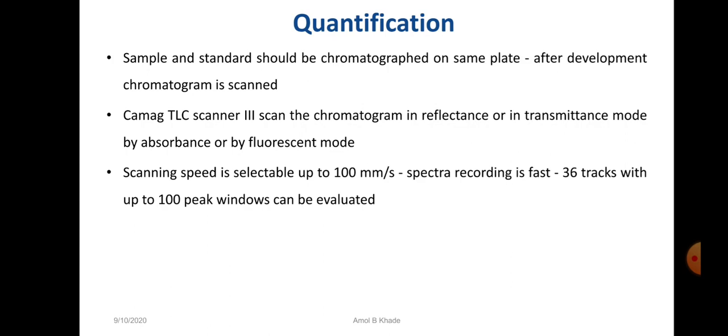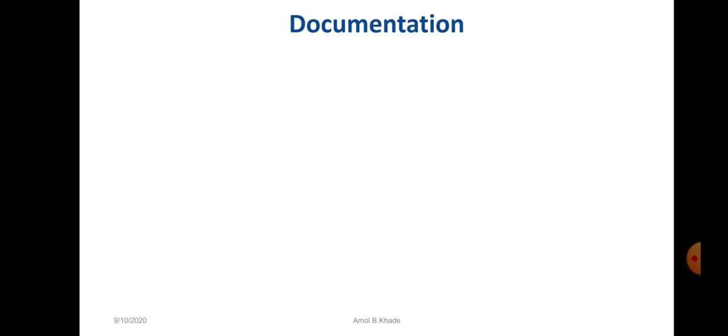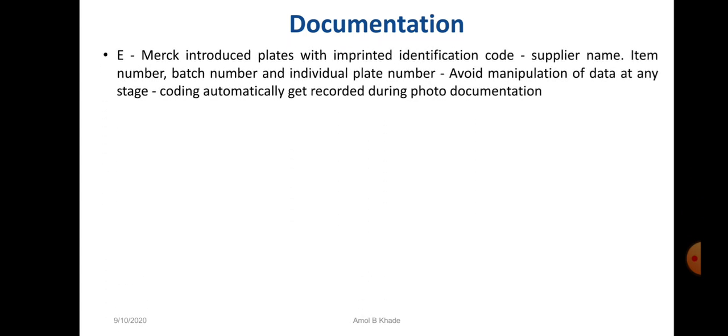Scanning speed is selectable up to 100 mm per second, and spectral recording is very fast. 36 tracks with up to 100 peak windows can be evaluated, and it also gives statistics such as the relative standard deviation or the confidence interval report automatically, which is again mandatory for the validation parameters. Concentration of analyte in the sample is calculated by considering the sample initially taken and the dilution factor, from which we can ultimately find out the concentration in the original sample.